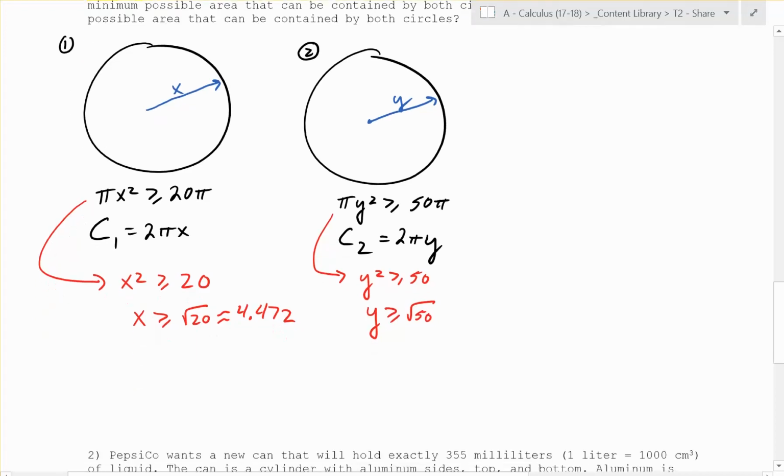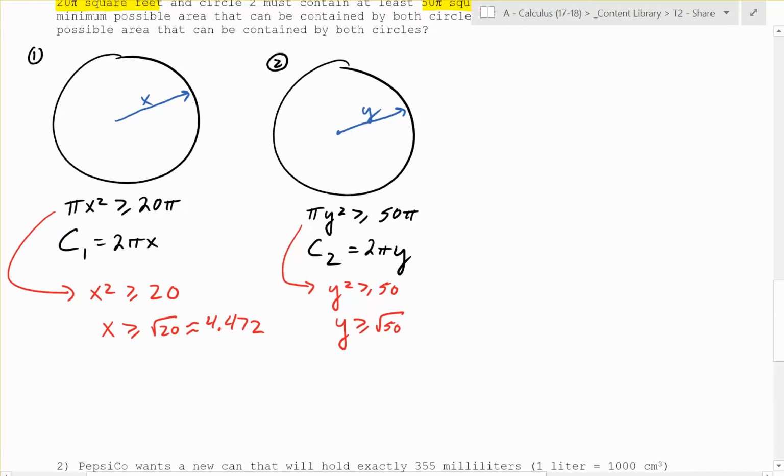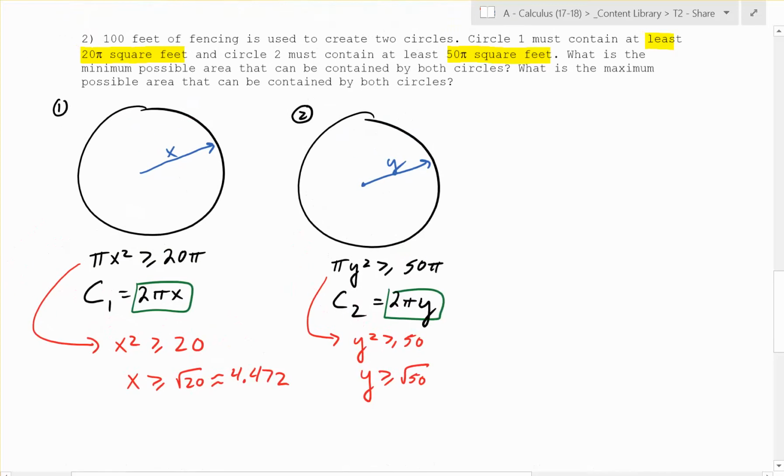To do that, we need a relationship between x and y, and we know that the sum of the amount of fencing used has to be equal to 100. It tells us that's 100 feet of fencing. So we know that 2 pi x plus 2 pi y has to equal 100. So therefore pi x plus pi y is equal to 50.